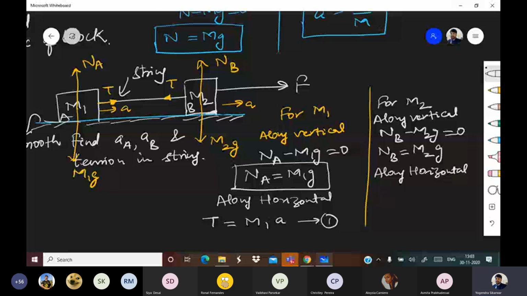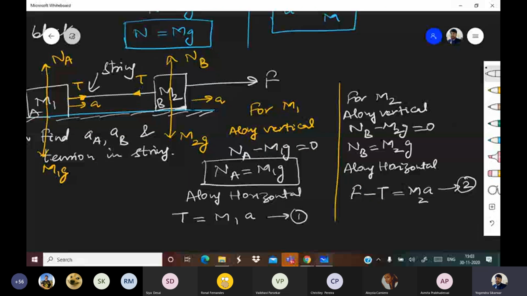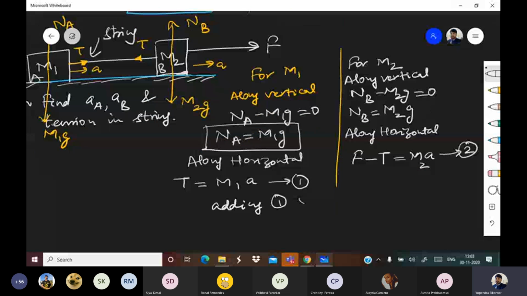So now we need to add 1 and 2. When you are adding 1 and 2, what will happen? F minus T plus T will be cancelled, equal to M1 plus M2 into A, and that will be A is equal to F upon M1 plus M2.